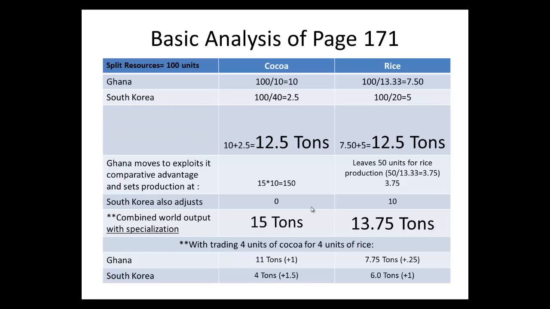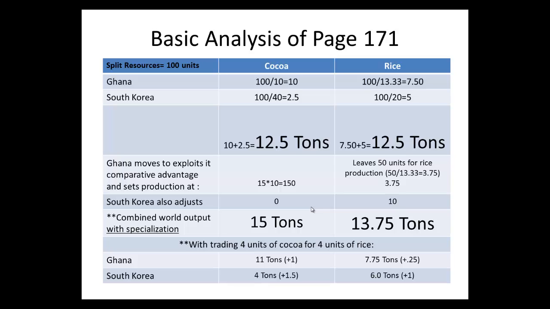Let's say that Ghana moves to take advantage of its comparative advantage position, and it voluntarily increases production to 15 tons. We know that it takes 10 resources per ton to make, so that means Ghana consumes 150 resources in the production of cocoa, and that leaves 50 resources for rice, and they will only be able to make 3.75 tons of rice with the remaining resources.